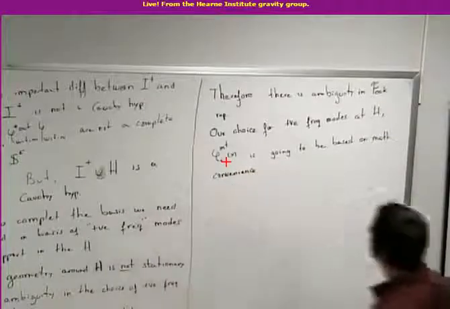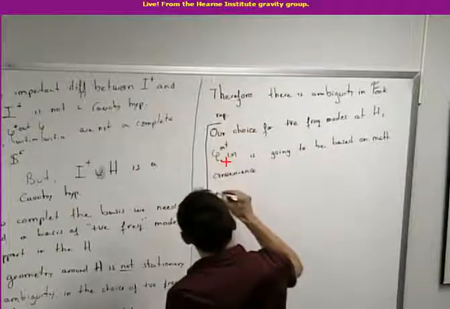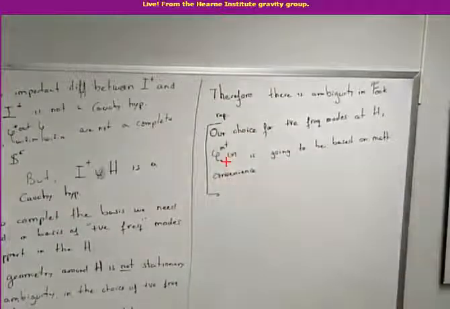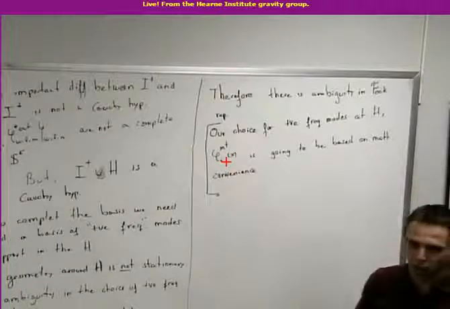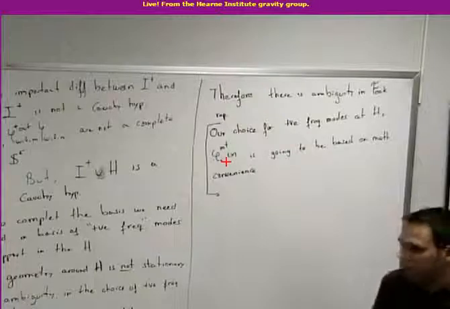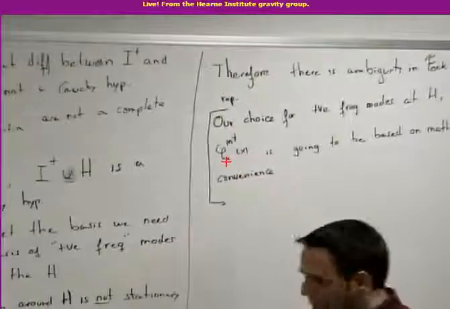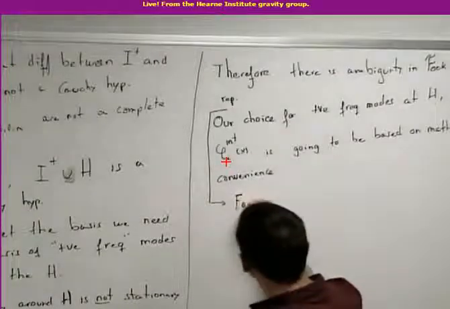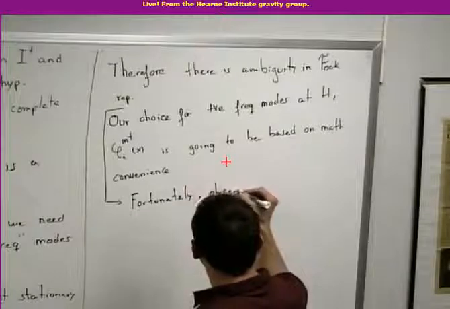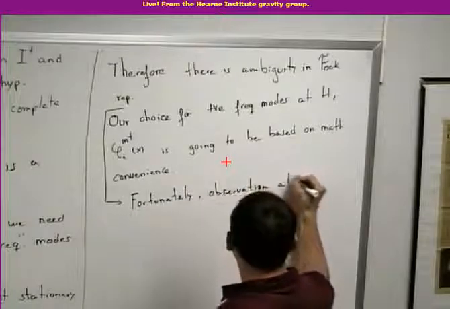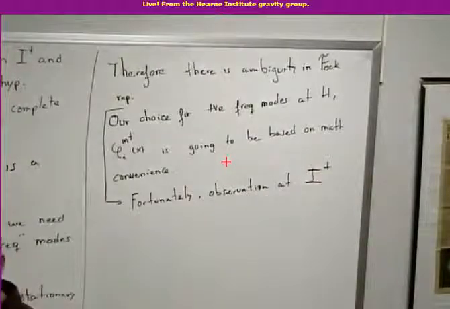Oh, I forgot to say something. I'm going to make a choice because I have to do the calculations, but that choice is not preferred anyway. Any physical prediction I make with that is not really physical because it depends on my choice. Fortunately, observations at scri are insensitive to which basis we choose over there.